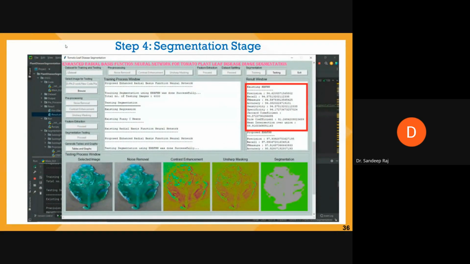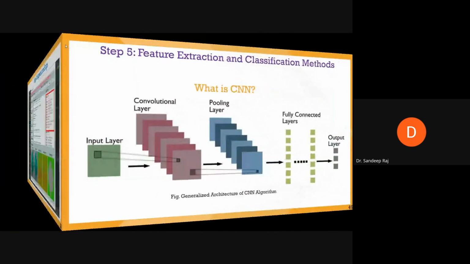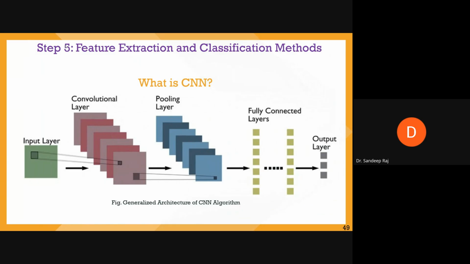In the segmentation stage, we have used the YOLO model, which is a typically pre-trained model. Using the pre-trained model, we have segmented the different kinds of images. And finally, the feature extraction and the classification part. I have just highlighted the deep learning method.